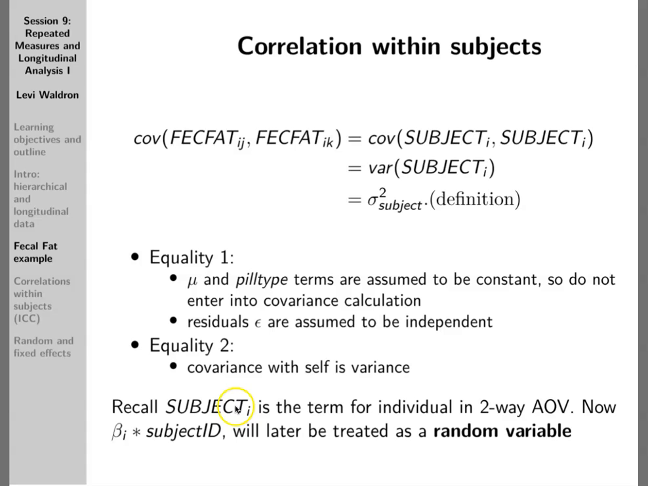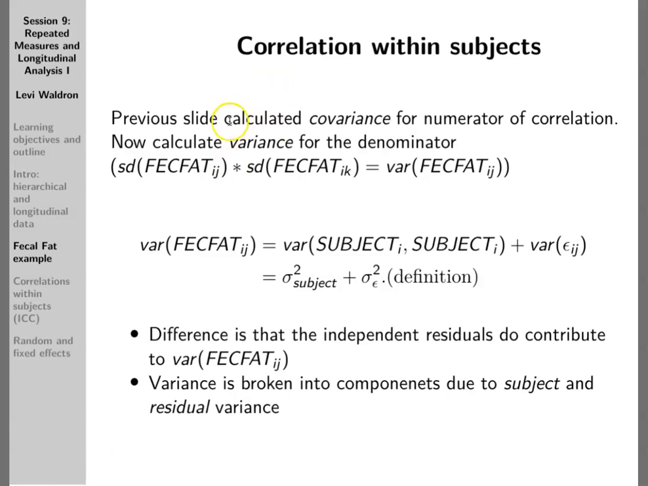In this analysis with the two-way analysis of variance, subject was a term in that linear model, a fixed effect. And every subject has its own coefficient beta, and this is what we're used to. In the next lecture, our final lecture, we will change this and actually treat the effect of subject as a random variable, but we're not going to get to that yet. So on the previous slide, we calculated the covariance that was the numerator of that Pearson correlation equation, and now we need the variance for the denominator.